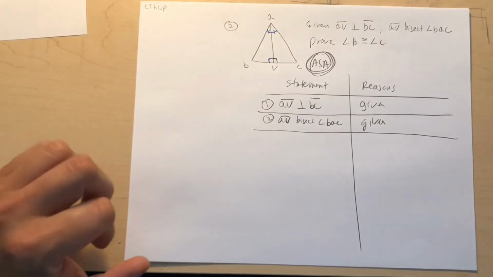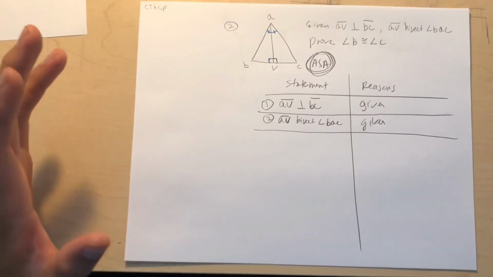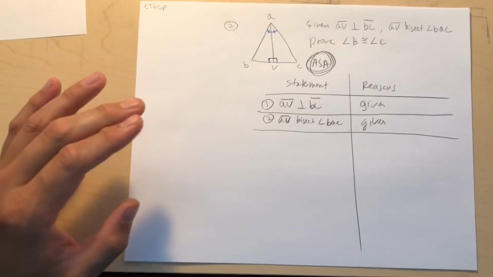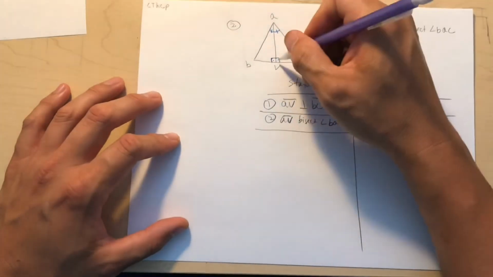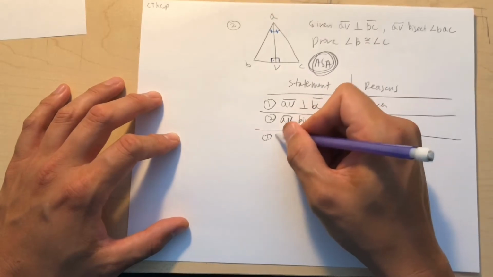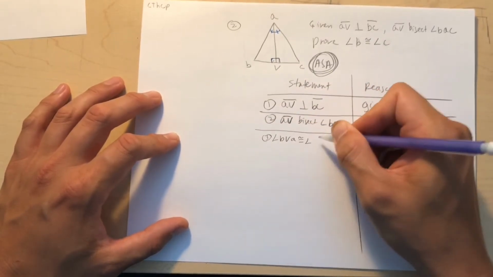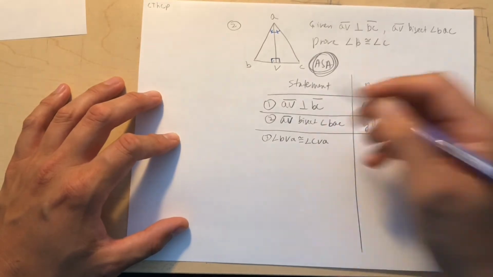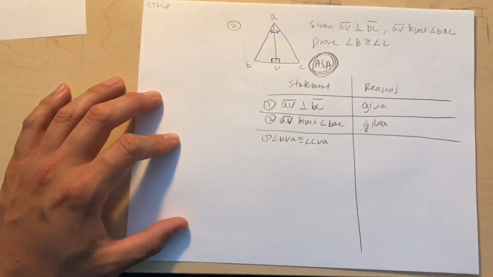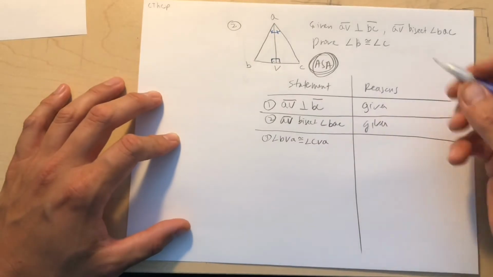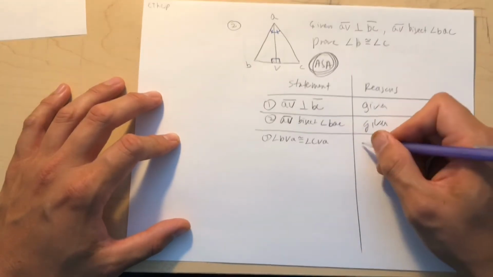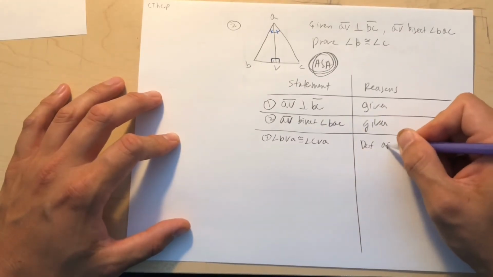Now let's go ahead and do the angle first. Let's do that angle right there and that angle right there. Number 3, angle BVA is congruent to angle CVA. Now we know that because it's the definition of perpendicular.